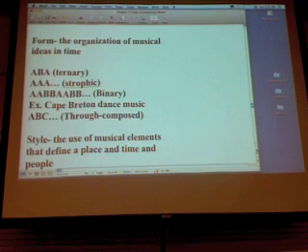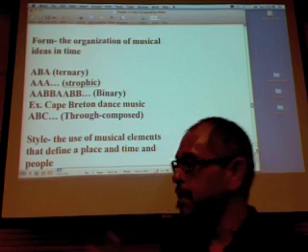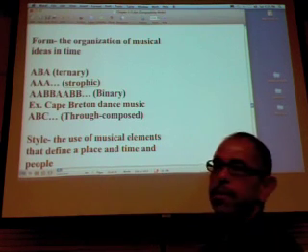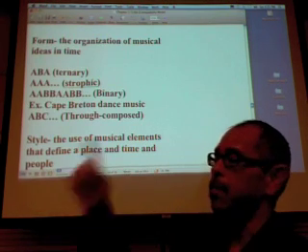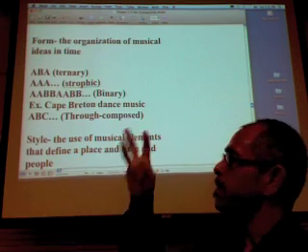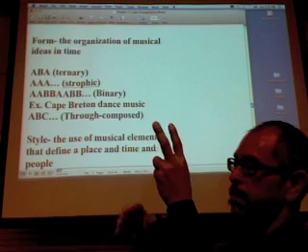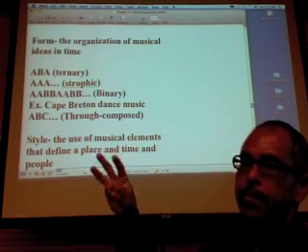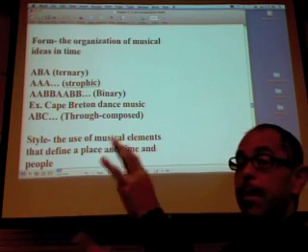1, 2, 3, 4, 5, 6, 7, 8. 1, 2, 3, 4, 5, 6, 7, 8. B melody. 1, 2, 3, 4, 5, 6, 7. Repeat. Back to A.